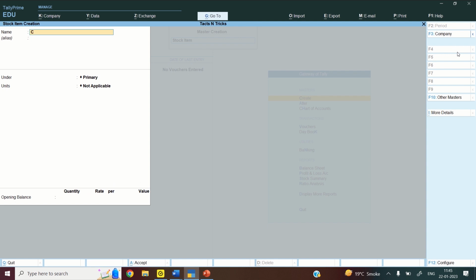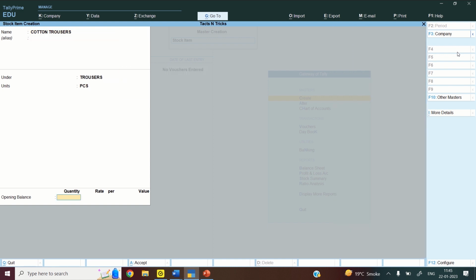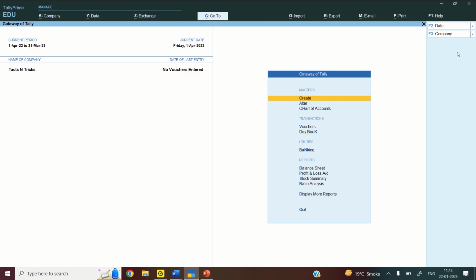And the next is cotton trousers, under the group trousers, pieces, and the cotton trousers are 500 pieces at the rate 1250. Amount is 6,25,000. So I have entered all the items as well. So I will go to quit, yes, escape, escape.